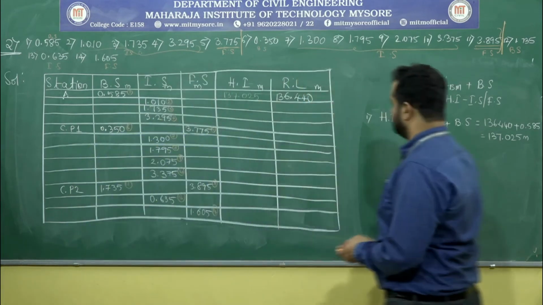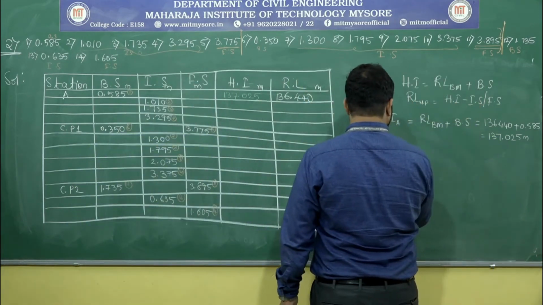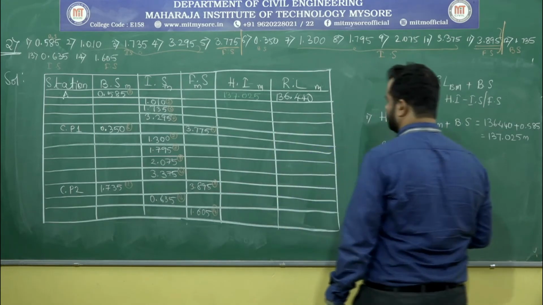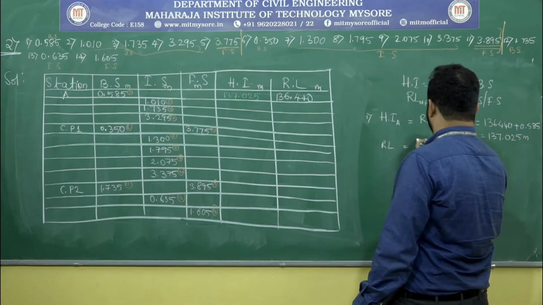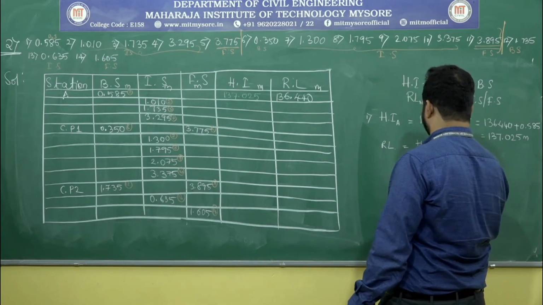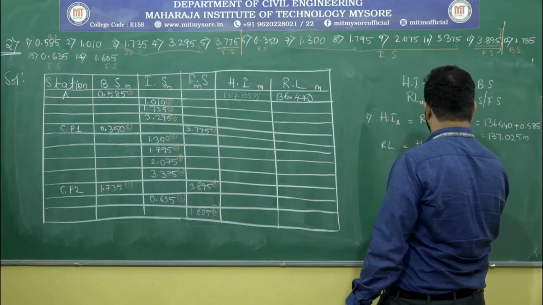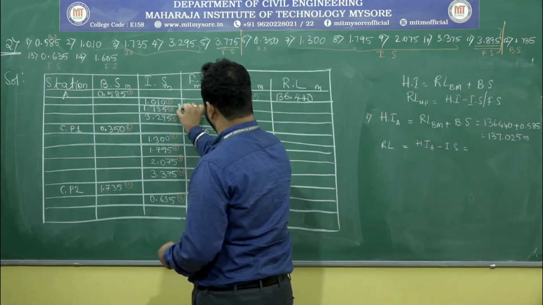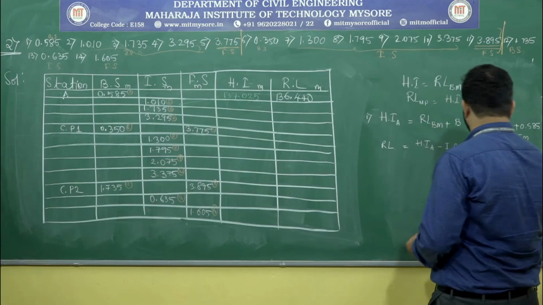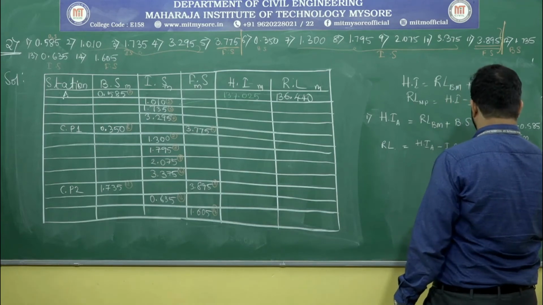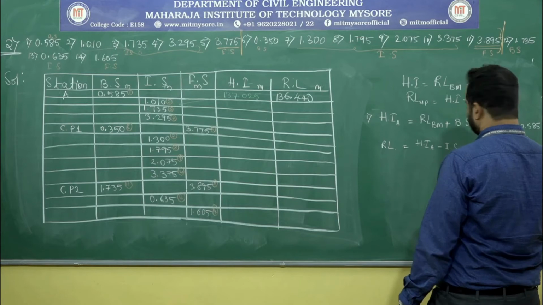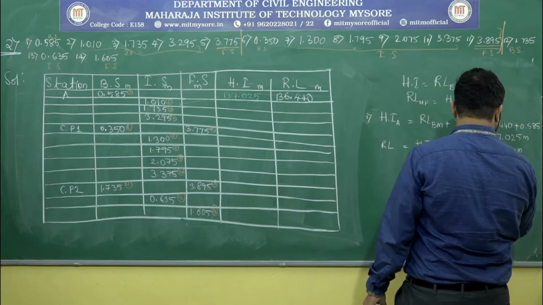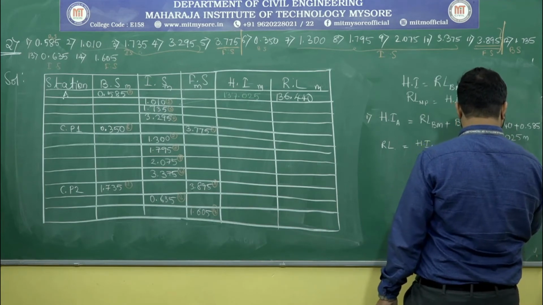So how do you calculate RL of next point? RL of next point is equal to HI at A minus its IS, that is equal to this minus this, 137.025 minus 1.010, that is equal to 136.015 meters.